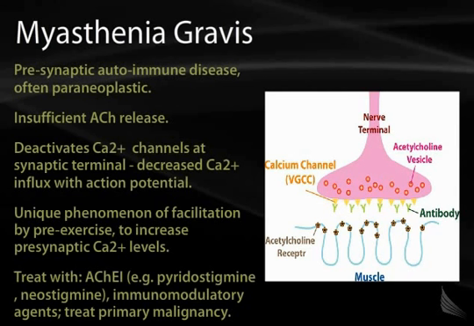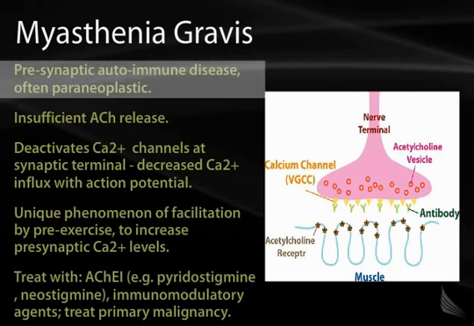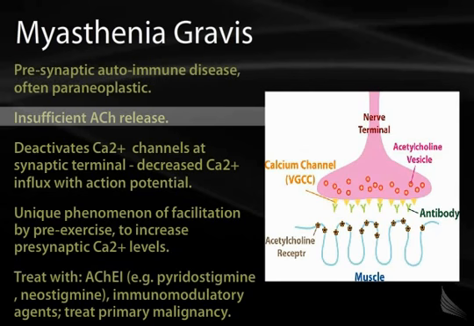Lambert-Eaton myasthenic syndrome is a similar disease in clinical manifestations, but quite different in terms of the locus of disease. This is a presynaptic autoimmune disease, often paraneoplastic. So rather than insufficient activation of postsynaptic receptors, the locus of the disease here being presynaptic causes insufficient release of acetylcholine. The target of the immune response here is the voltage-gated calcium channels that are crucial for the influx of calcium and therefore crucial for the release of neurotransmitter.